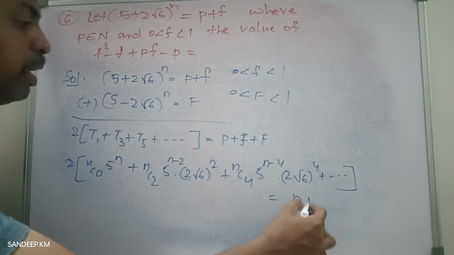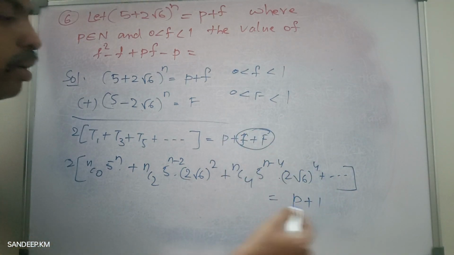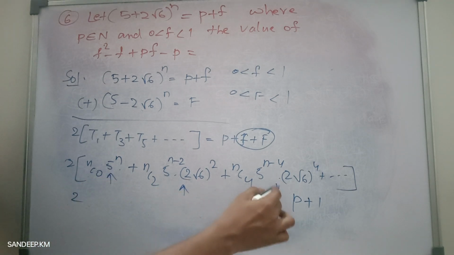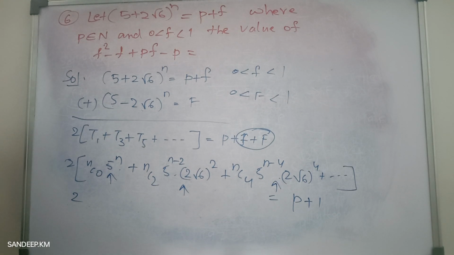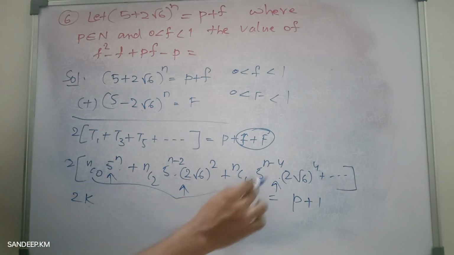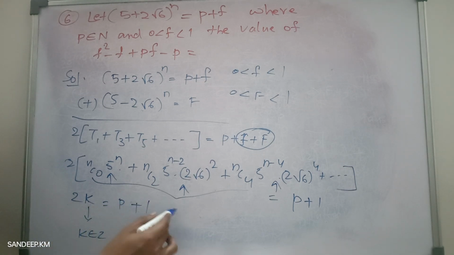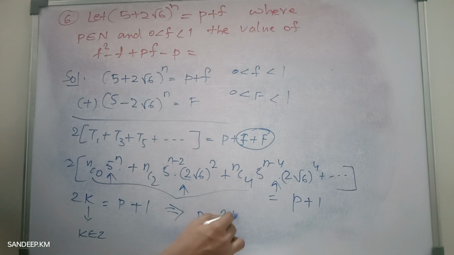the right side is p plus, this is going to be 1. Already in previous examples we have discussed. Check the previous video for more clarity, right? And left hand side, if you observe, it is 2 into integer plus integer plus integer and so on will be an integer. So 2 times k, this entire thing is taken as some integer called k. So k belongs to Z. 2k is equal to p plus 1. So therefore p is equal to 2k minus 1.